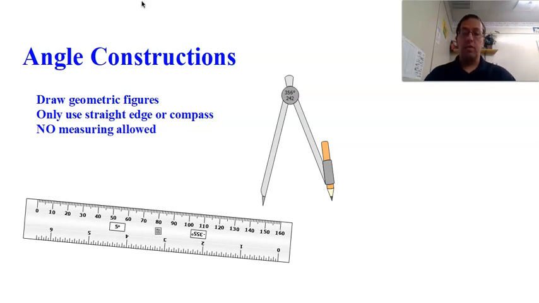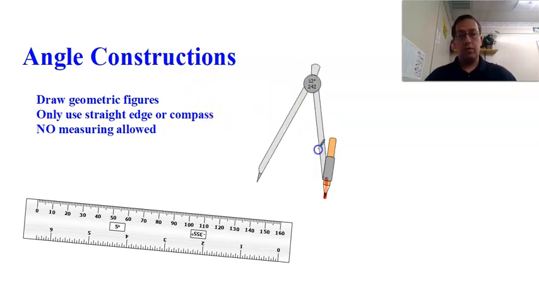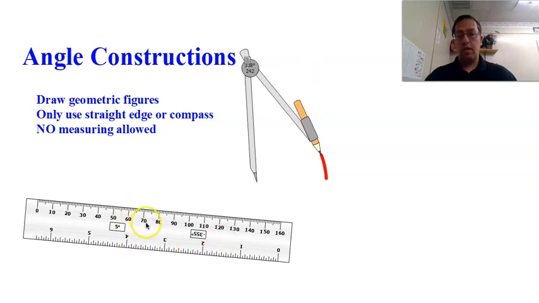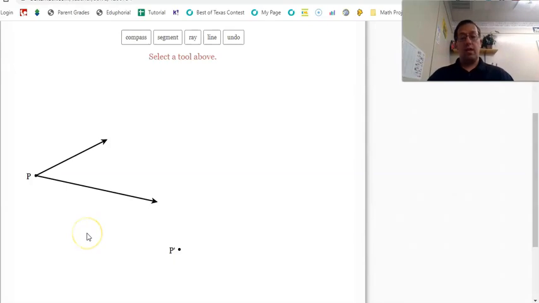Okay, now remember these are constructions, which means the only thing we're allowed to use is the compass to draw circles and something for a straight edge. But remember, no measuring is allowed, so a ruler isn't the best thing. It's best to just use a piece of paper or something else that doesn't have any measurements on it, so we can just get a straight line. So again, I'm going to be doing this in Delta Math because that's the software we'll be using in class.